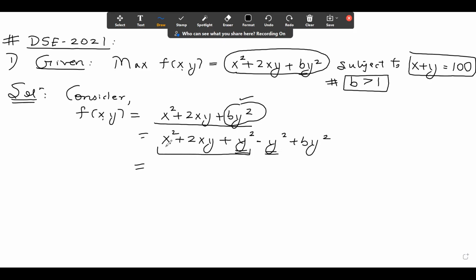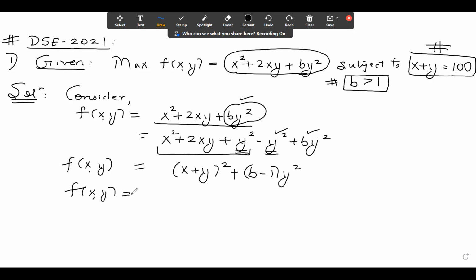Now, x square plus 2xy plus y square, I can call it x plus y whole square. Remember the identity a plus b whole square equals a square plus b square plus 2ab. And within the remaining terms, I can take y square common. So I get b minus 1 times y square. So I get my f of x, y as x plus y whole square plus b minus 1 times y square. Now, what is x plus y equal to? It's equal to 100. So I can use it now. My f of x, y will be 100 square plus b minus 1 times y square.